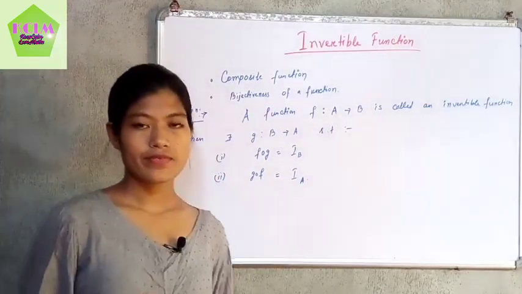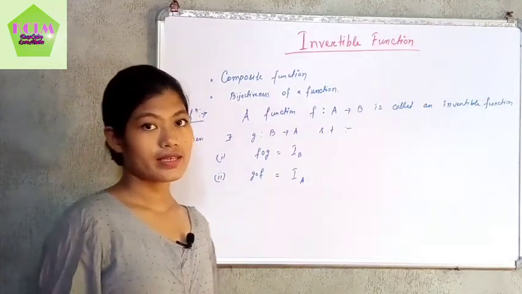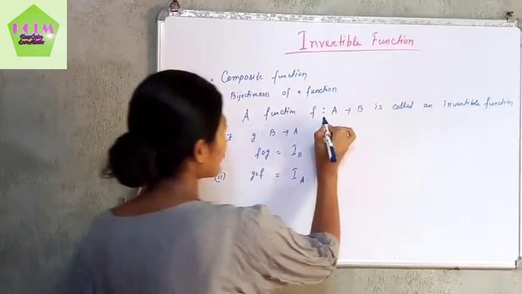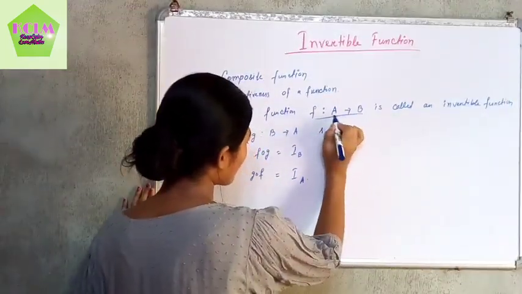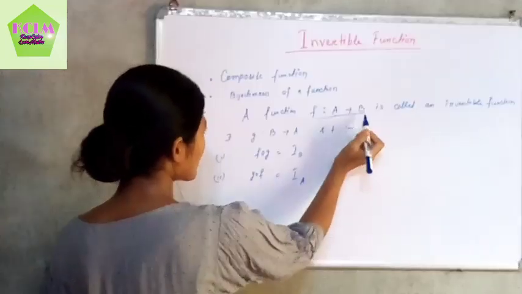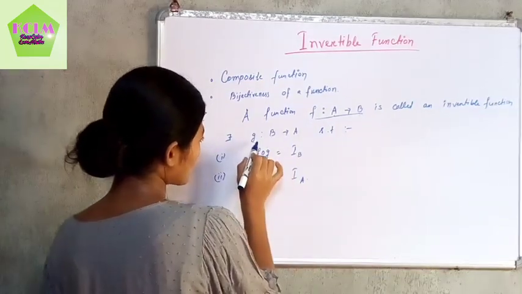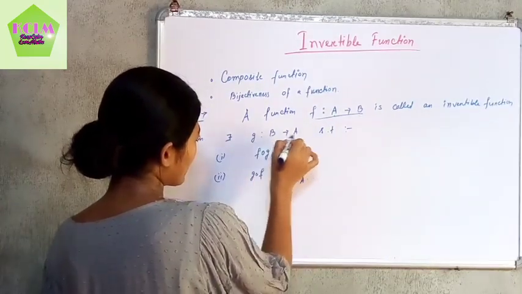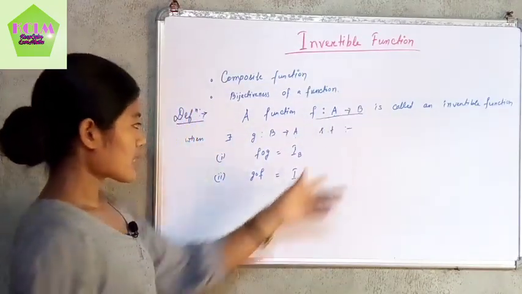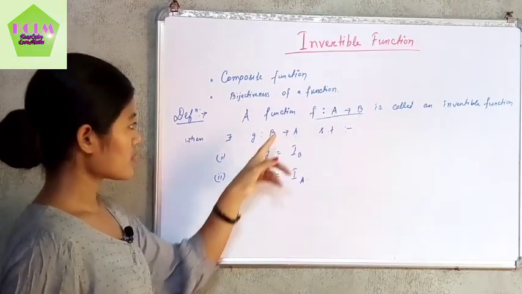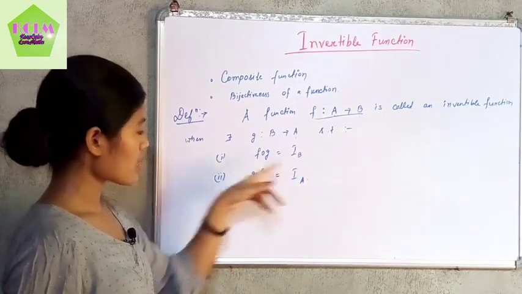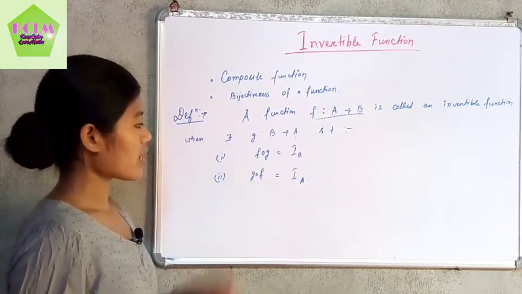So if we have a function f from A to B, then there should exist another function g from B to A. That means here the codomain is B, but in this case B is the domain and A is the codomain, the reverse of this function, such that the composite functions f o g equals the identity function on B, and g o f equals the identity function on A.